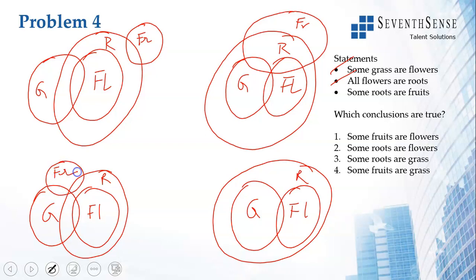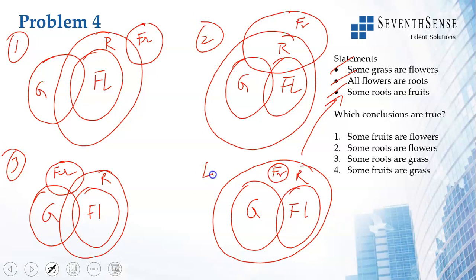Some roots are fruits. I can also draw it this way. Okay. So now I have done. Again I repeat, you can draw the diagrams in any form. You can draw any number of diagrams as long as they don't contradict these statements. Anything you draw is correct. So I have 1, 2, 3, 4.